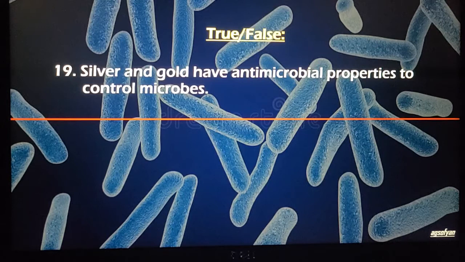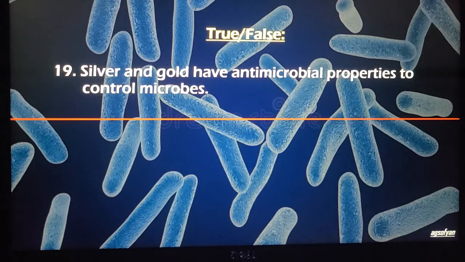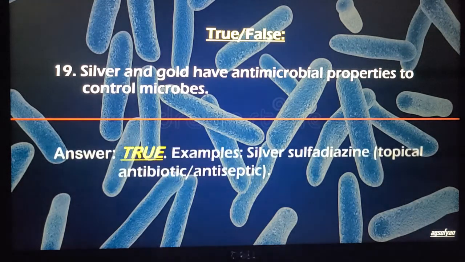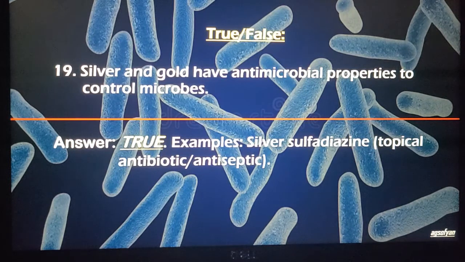Number 19. Silver and gold have antimicrobial properties to control microbes. True or false? Choose your answer. Yes, it is true. Okay, so silver and gold have the ability to destroy or control microorganisms. Examples, silver sulfadiazine, which is a topical antibiotic, antiseptic.